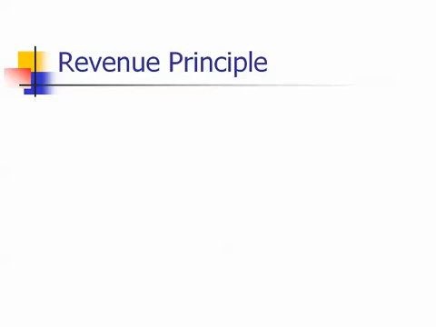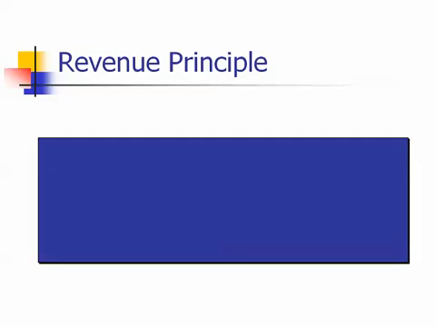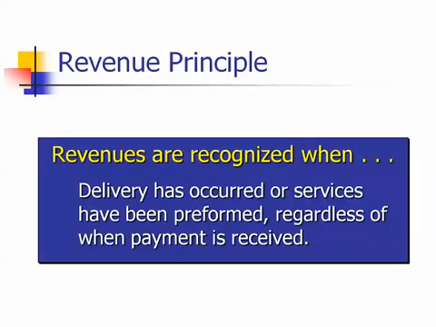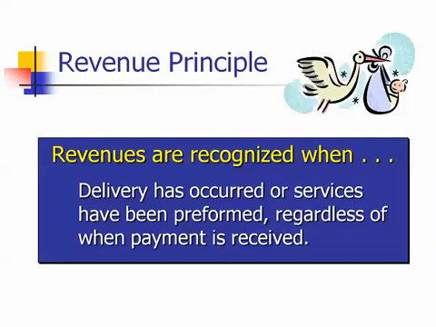Accrual basis accounting requires the application of the revenue recognition principle. The revenue recognition principle states that revenues are recognized in the period in which a product is delivered or services have been performed, regardless of when cash has been received. For example, for many products we pay at the time the product is delivered or the service is performed. Think about McDonald's, think about going to a dry cleaners or a movie theater. Cash exchanges hands at the time the product or the service is performed.